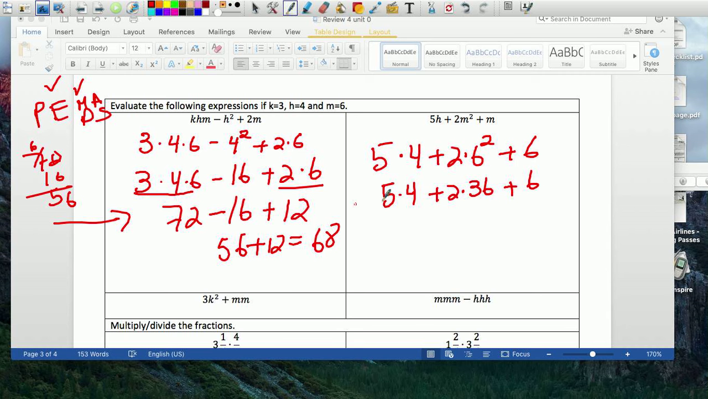Do I have multiplication or division? Yes, I do have multiplication. So I'm going to do this and this right now. 5 and 4 is 20. Plus 2 times 36 is 72. And then plus 6. Now I have plus, so this is really easy, right? 20 plus 72, 92. Plus 6, 98.